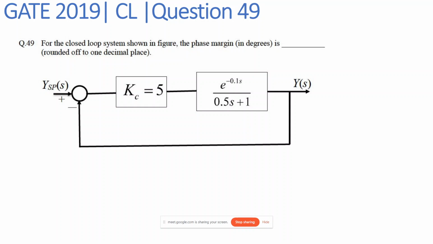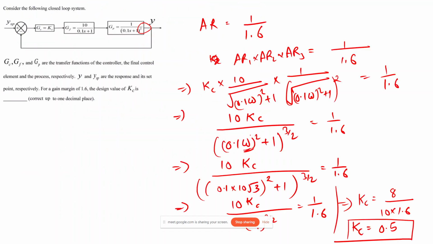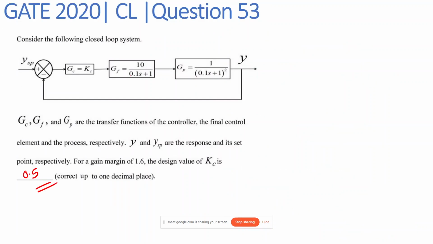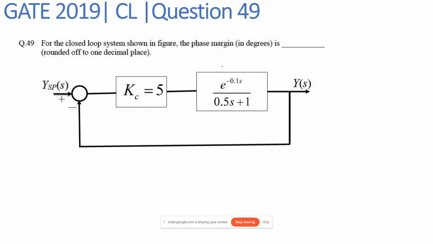So in the earlier question, we were given this gain margin and had been asked to find the value of the controller gain, that is the design value of controller gain, Kc. Now in the next question that we are solving, it will be related to the phase margin.